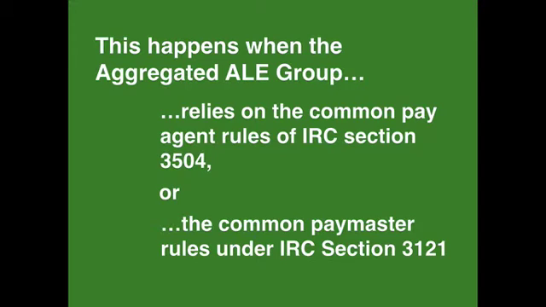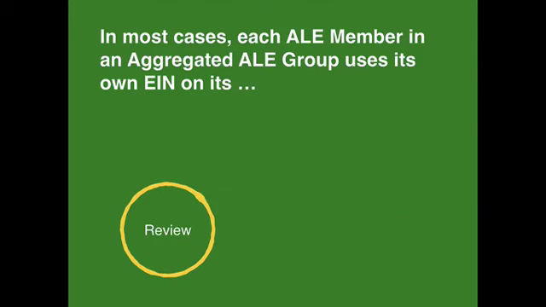Okay, good. So these are instances where the ALE member's EIN would be used for ACA reporting, but not for the employee's W-2. That's correct. Okay. You're going to get a mismatch, in essence. The W-2 will have one EIN and the ACA reporting would have a different EIN. Good. Thanks.